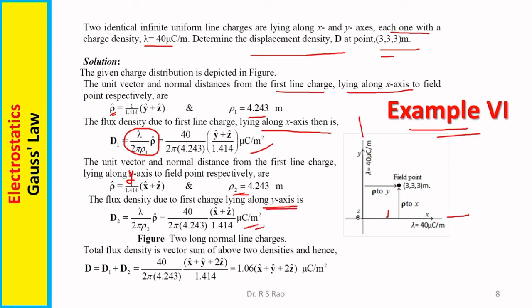Therefore, substitution gives this one. Second charge, it should be second charge. Total flux density is the vector sum. Add these two, we will be getting this one.